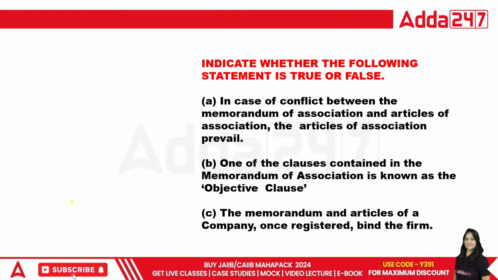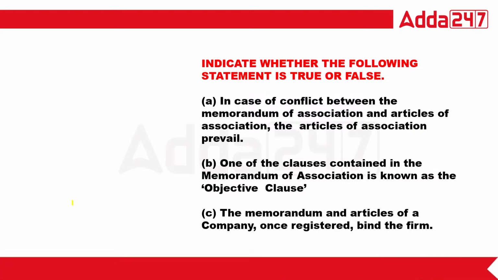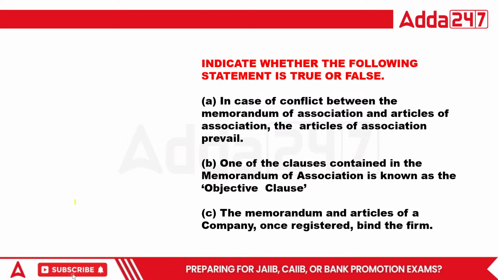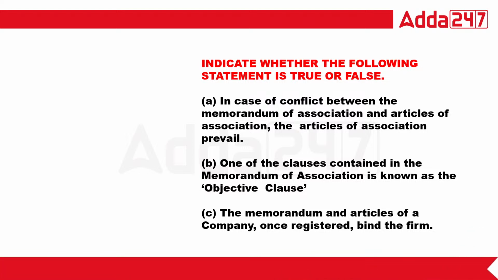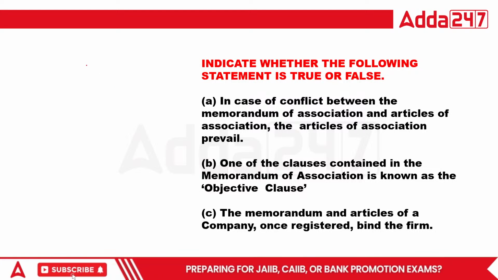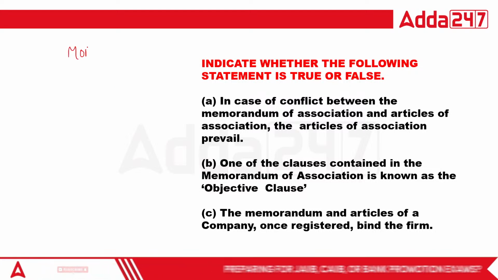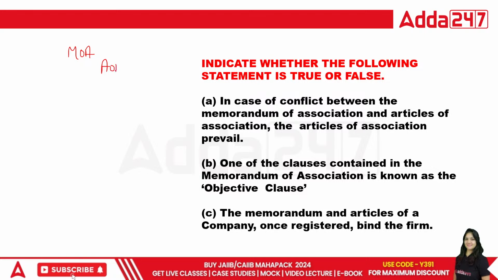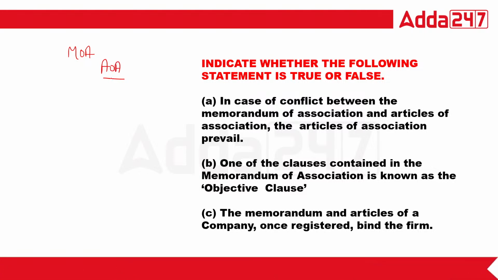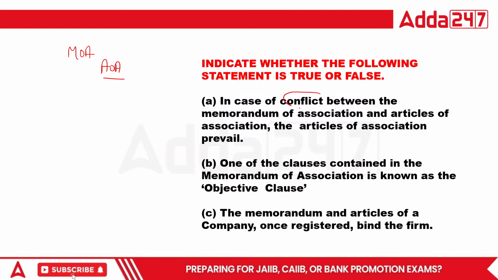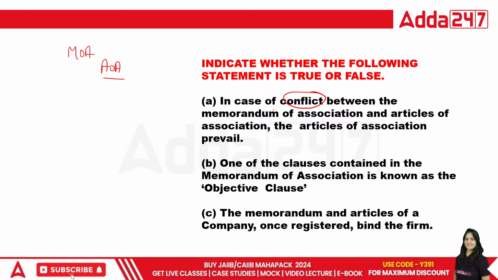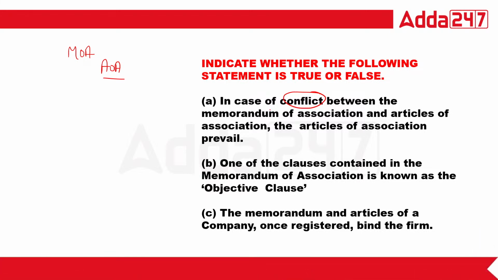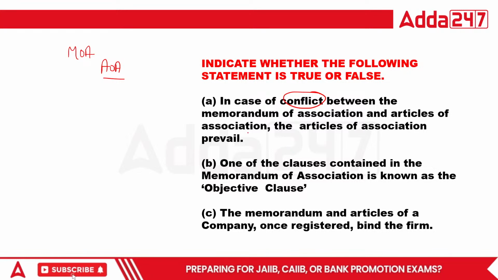Next, in the case of conflict between the Memorandum of Association and Articles of Association, the Articles of Association will prevail. Tell me, class. The Memorandum of Association is a very important document. Articles of Association is a document which talks about the internal rules and regulations. So if there is a conflict between these two, the Articles of Association will prevail. The answer is false.